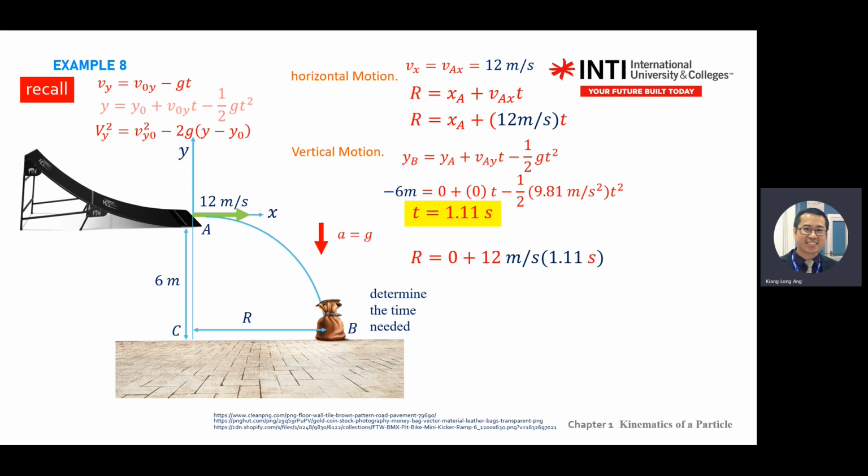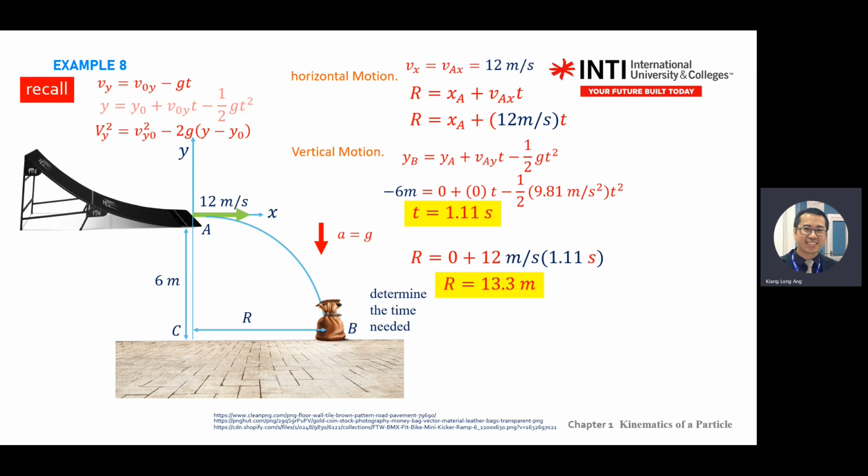You do the same. Once you have the time, you substitute back into the equation here. You have two sides of the solution, one horizontal, one vertical. So you can balance check whether you have the answer on the left or on the right. You substitute back, you get your R. You get 13 point something.